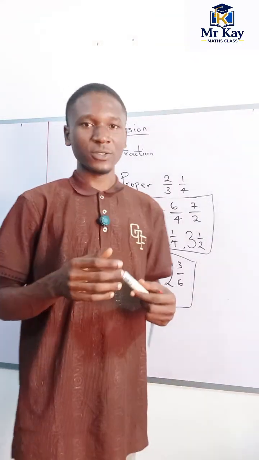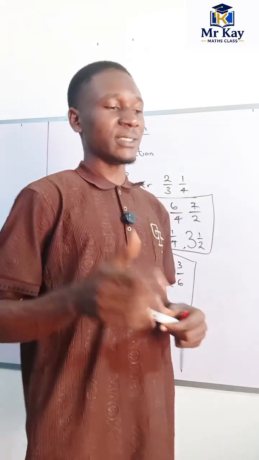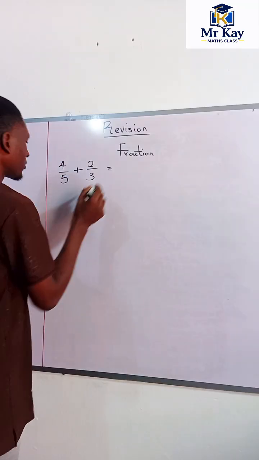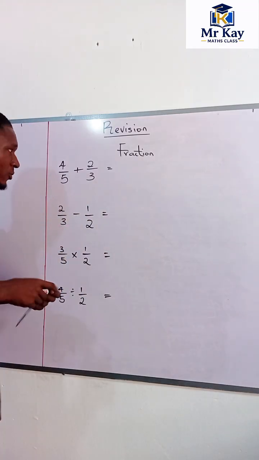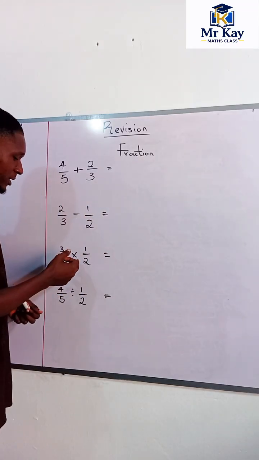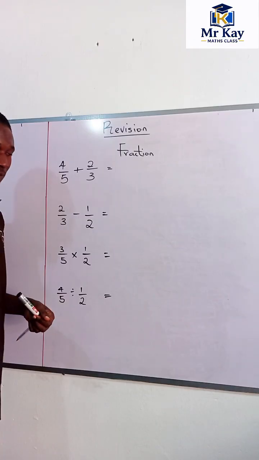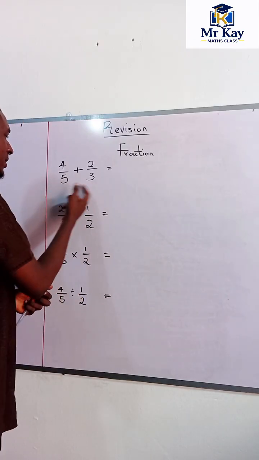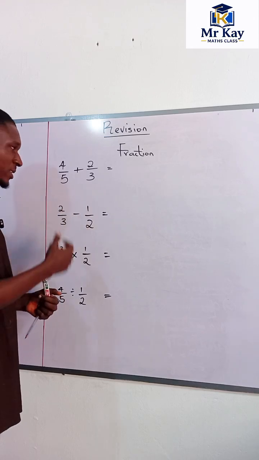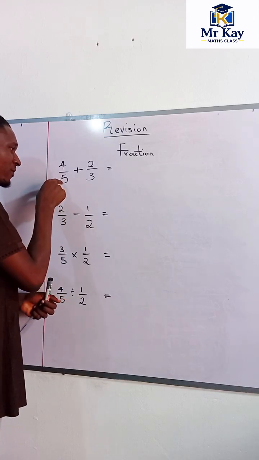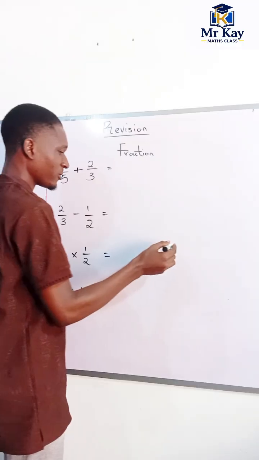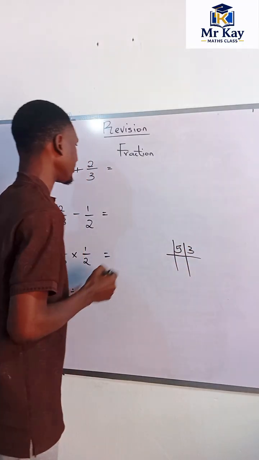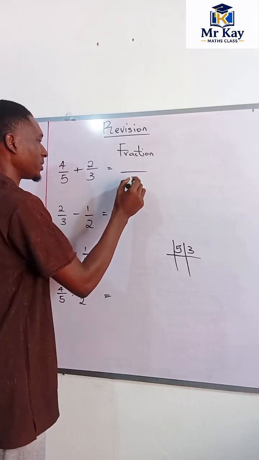Then I taught you addition, subtraction, multiplication, and division of fractions. In addition and subtraction, what we do is we find the LCM of the denominators, especially when they are different denominators. So we have 5 and 3. The LCM of 5 and 3, when you calculate it, you are going to get 15. So our LCM is 15.